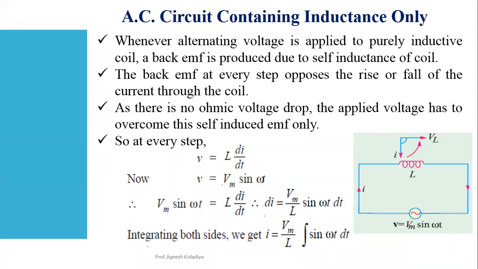So di is equal to Vm by L into sin omega t into dt. Now I don't want di, I want I. So what I have to do? Take the integration on both the sides. So integrate this di and integrate the Vm by L into sin omega t dt. So integration of di is nothing but I is equal to Vm by L constant, integration of sin omega t into dt.